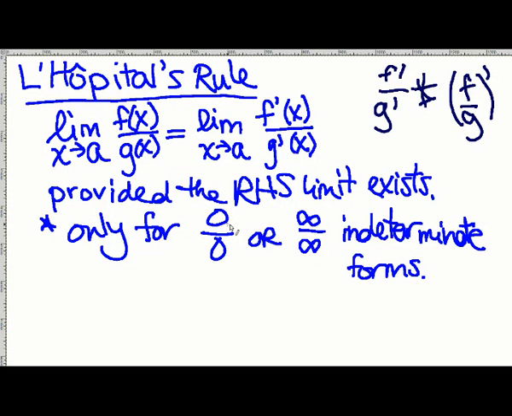As long as we're in one of these two indeterminate forms and this limit on the right-hand side exists, the limit of f prime over g prime as x goes to a does exist, meaning it's a real number, or it's plus infinity, or it's minus infinity, then we get the correct answer for our original limit we were interested in, f over g.